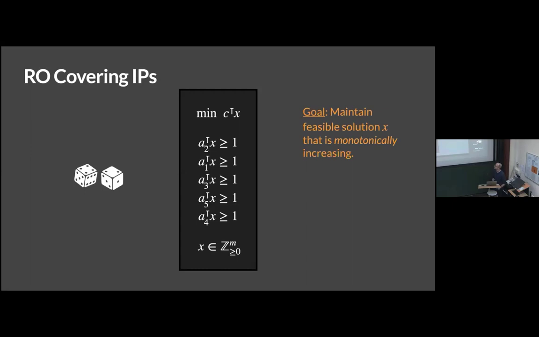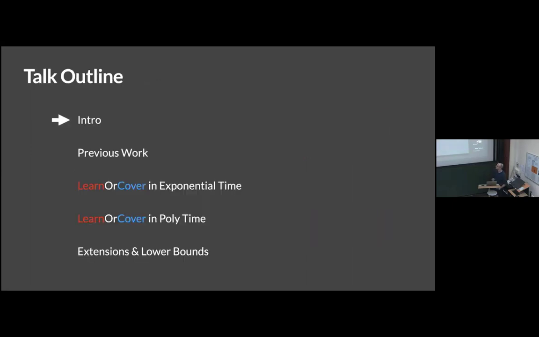Okay, sorry. All right, so in the rest of the talk, I'll spend a little bit of time discussing previous work, namely the Alon et al. paper, just because it gives nice context. It's just good general knowledge. I'll then tell you about our algorithm, which is called learn or cover. I'll start with a nice exponential time version of it that's particularly clean and simple. Then we'll move to the polytime version, and I'll end with a discussion of some extensions and lower bounds.